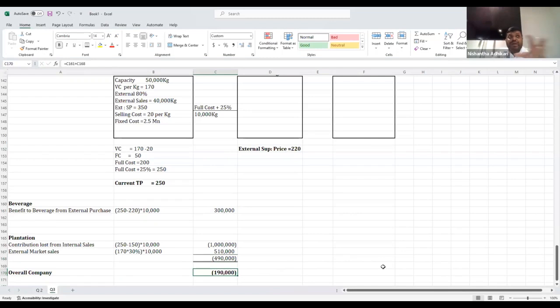From a group or company point of view, this arrangement of purchasing from an external supplier is not worthwhile. It is not worthwhile. You have to mention it is not worthwhile to purchase externally. Right. Then, part two of the illustration.